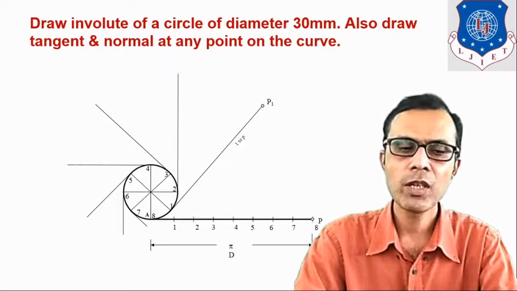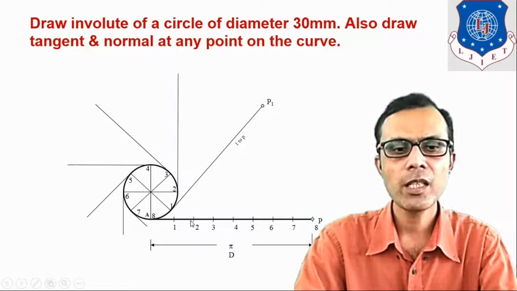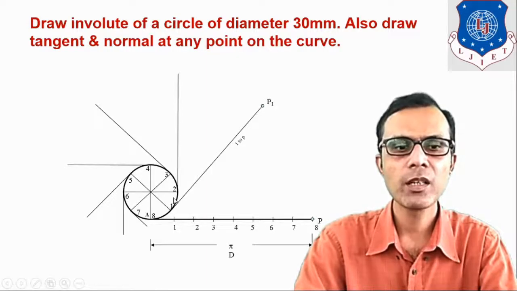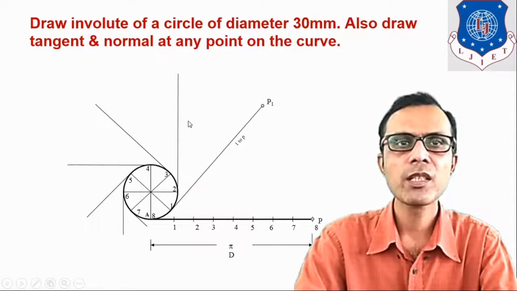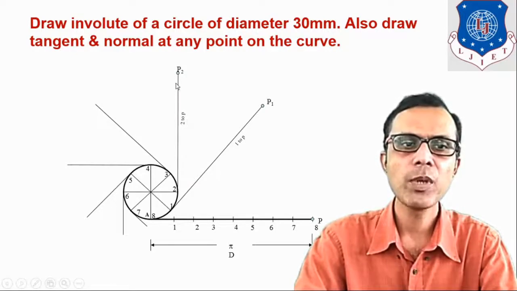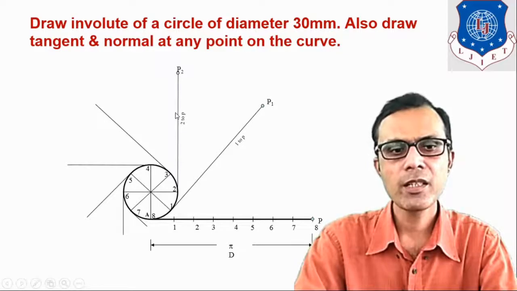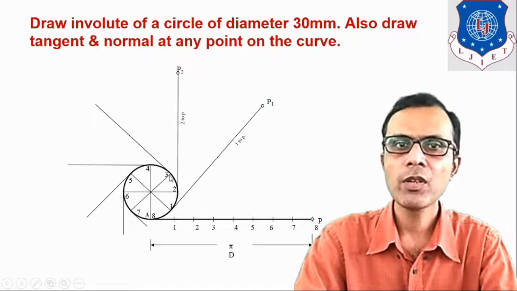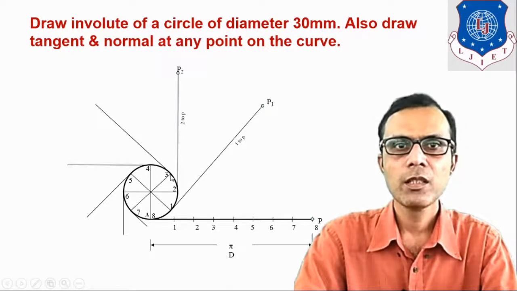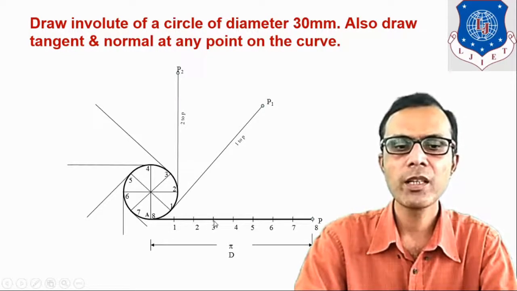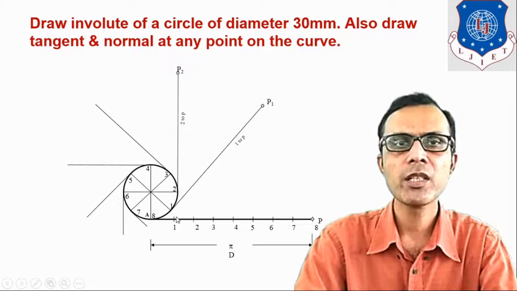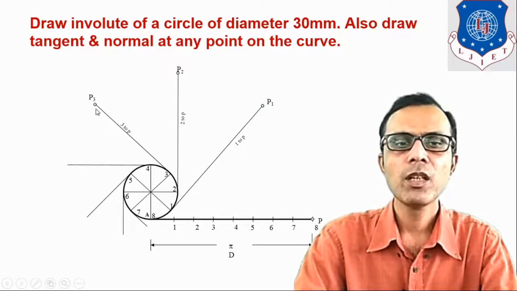When the string is rounded up to the second division, the remaining length of the string is equal to 2P0. That same length we have to take for this tangent, so that is point number P2. Now next is division number 3. When it is rounded up to division number 3, the remaining length of the string is equal to 3P0. That same length we have to take for this tangent, that is point number P3.